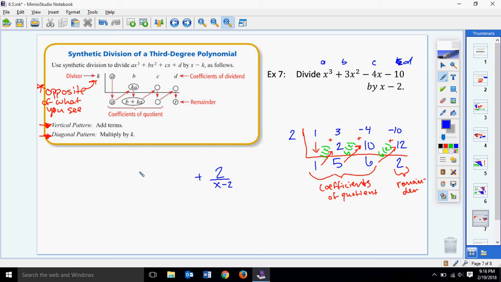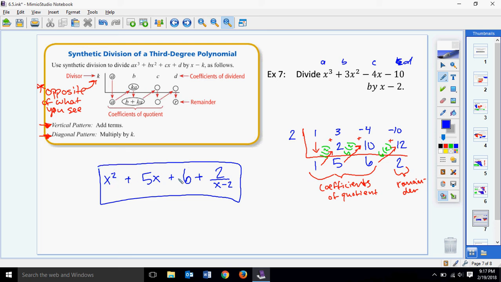We have 1, 5, and 6. So how do I know what x goes with them? Is it 1x cubed? Is it 1x squared? How do I know? Well, I kind of do it in reverse. So I start with my 6. My 6 has to have no x next to it. So this term right next to my remainder doesn't have an x. And then you just go up from there. So this positive 5 would have 1x. And then this positive 1 would have an x squared.